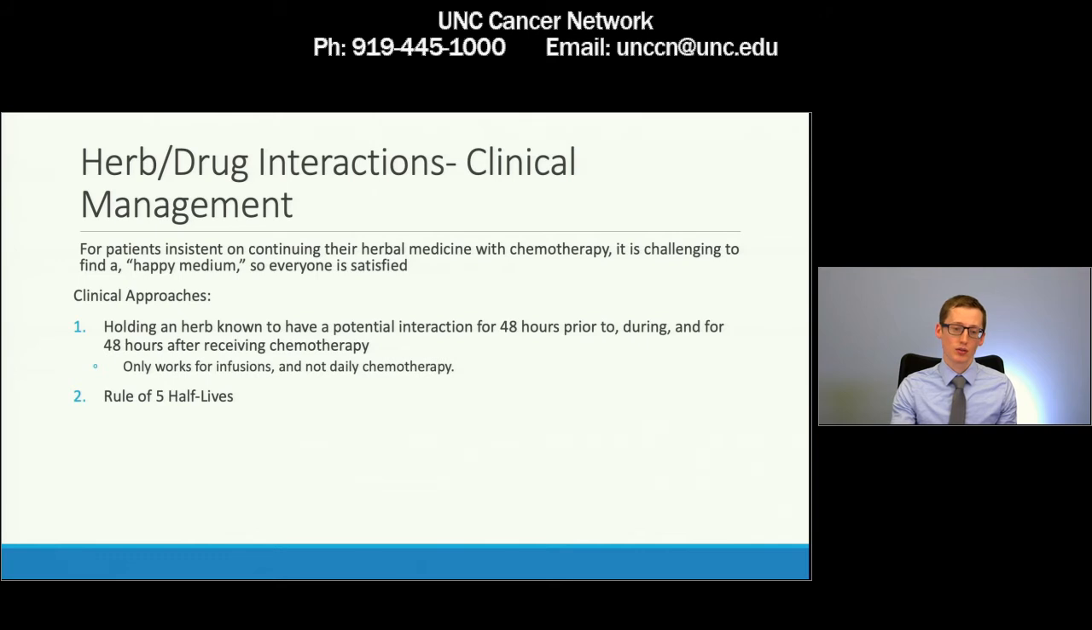And then you can use the rule of 5 half-lives. So you can multiply the terminal half-life of a drug and an herb by 5, which then tells you that around 97% of each medicine is then eliminated from the body.